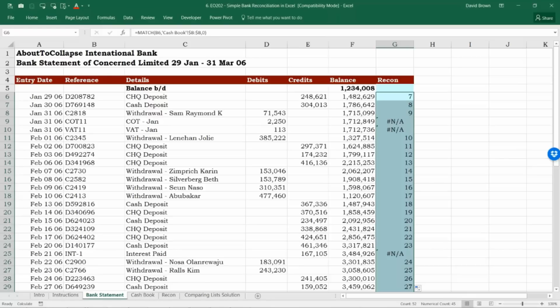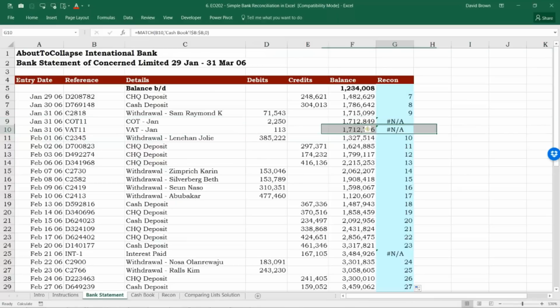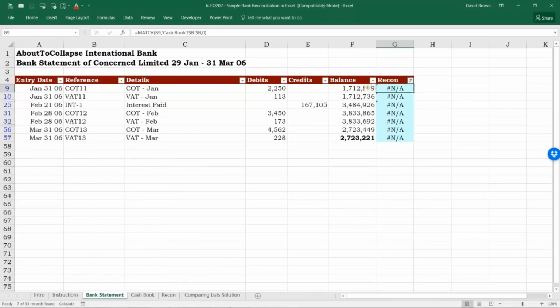Now you've done your reconciliation. Why have I finished my reconciliation? Because it's the NAs that are my reconcilable values. NA basically means I can't find this. And if you can't find it, that is your reconciling item. So these are your reconciling values. The only thing you need to do next is go to data, filter. Once you go to filter, you filter your recon column by NA. Now you're left with those reconcilable values.